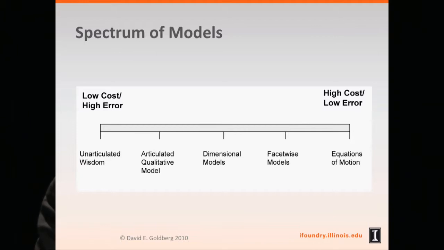In the middle, we've got different types of model. On the left, we have articulated qualitative models. Those can be verbal or visual. And then we start to move to the right. At some point, we cross a divide between those models that are qualitative and those that are quantitative. And so we move to models that are numeric in some sense, that have numbers associated with them, things like dimensional models, or models that model explicitly one facet but leave out other facets of a system. So something we might call facet-wise models, over to the equations of motion that Newton set into play.